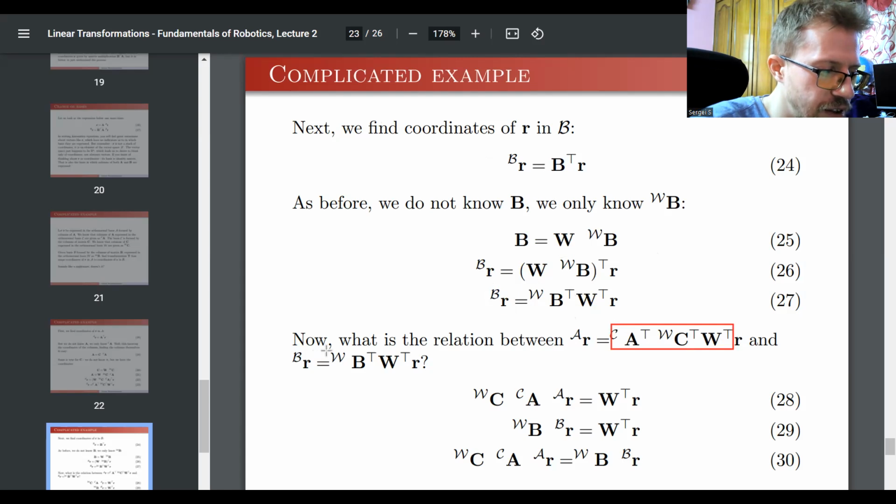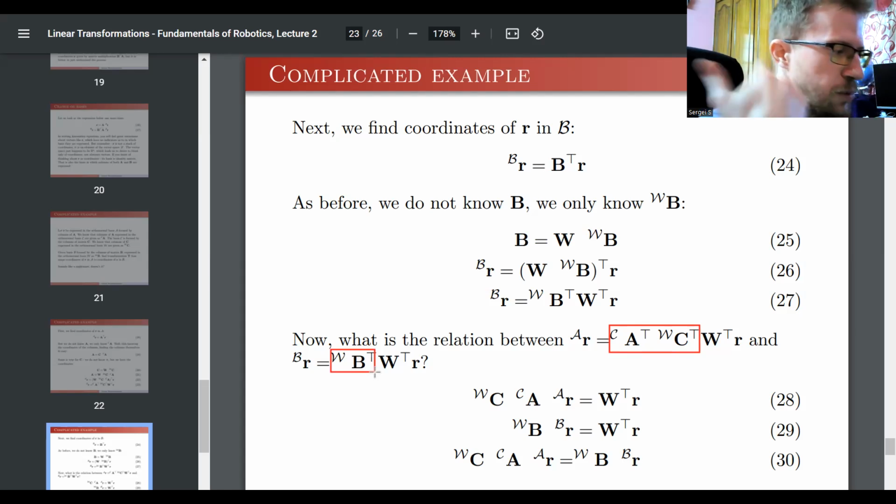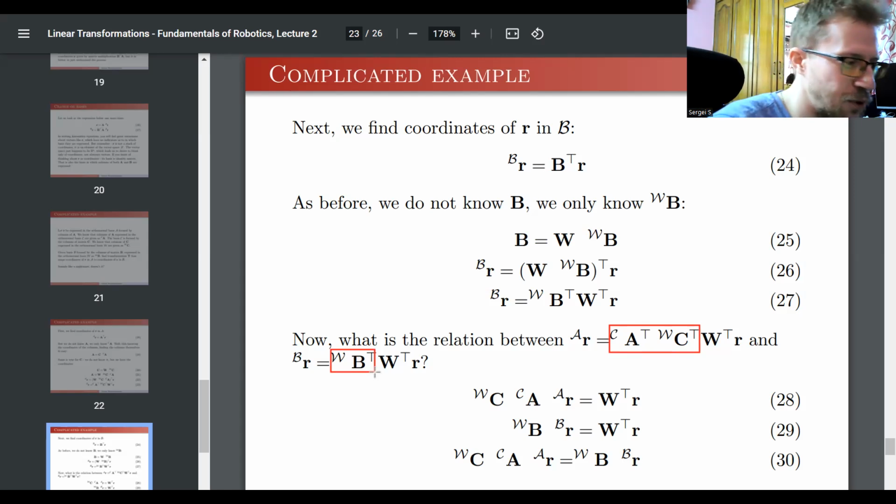Another relation is this. Okay. Now, what we can do is put this vector to the left-hand side and put this vector to the left-hand side. You understand how to do it, right? You multiply both sides by the inverse. But inverse is the same as transpose, because we are talking about orthonormal matrices.